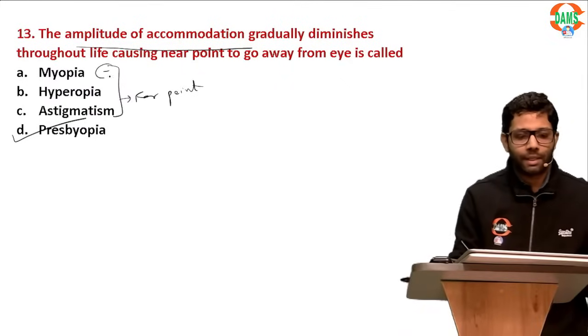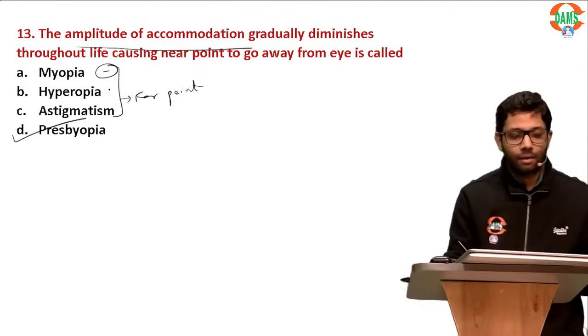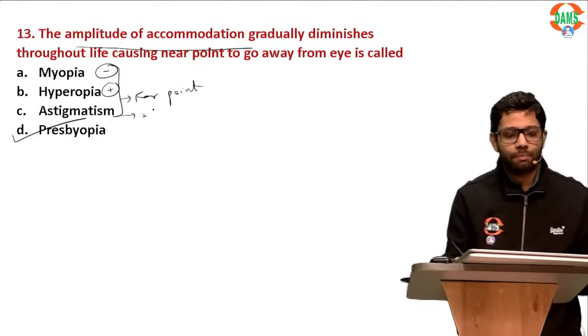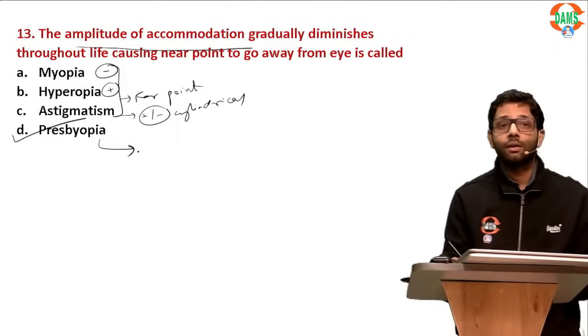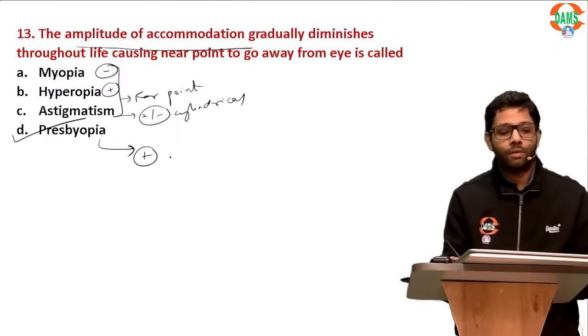Myopia is treated by minus concave. Hyperopia by plus convex. Astigmatism can be plus minus cylindrical. Who can tell me the treatment of presbyopia? It is again plus convex. Near glasses. Near glasses are always convex.